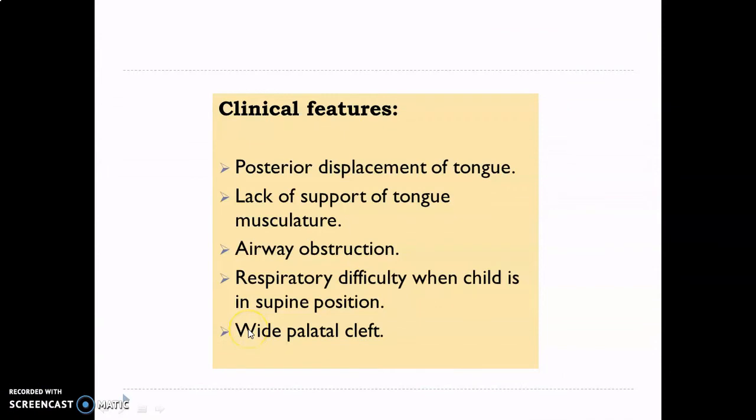The clinical features of Pierre Robin anomalad are posterior displacement of tongue, that is glossoptosis, lack of support of tongue musculature, and airway obstruction because of the improper position of tongue. As a result there will be respiratory difficulty, especially when the child is in supine position, and there is presence of a wide palatal cleft.